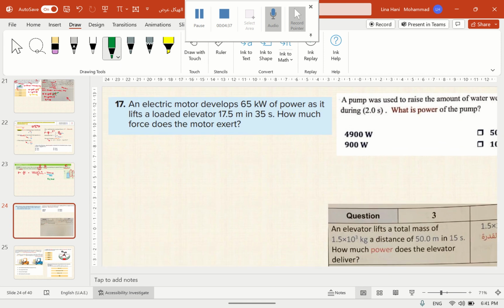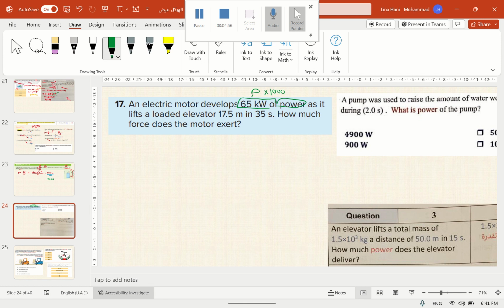Question 17. An electric motor develops 65 kilowatts of power. So this is the power in kilowatts. If I want to turn it into watts, I need to multiply by 1,000. Remember, from watts to kilowatts, or from a unit to kilo unit, we multiply by 1,000.